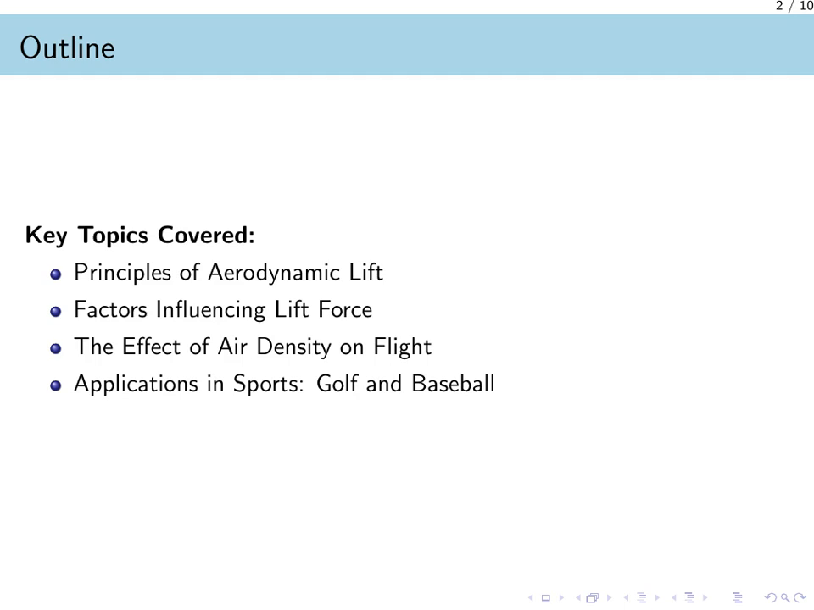We will explore the physics behind how objects fly, focusing on the concept of aerodynamic lift. First, we will cover the fundamental principles of lift, explaining how an upward force is generated to counteract gravity. Next, we will examine the key factors that influence the strength of this lift force, including an object's shape, its speed through the air, and its orientation. Finally, we will investigate the important role that air density plays in achieving flight. Understanding these concepts will help explain not only how airplanes stay aloft, but also the interesting behaviors of objects like golf balls and baseballs as they travel.